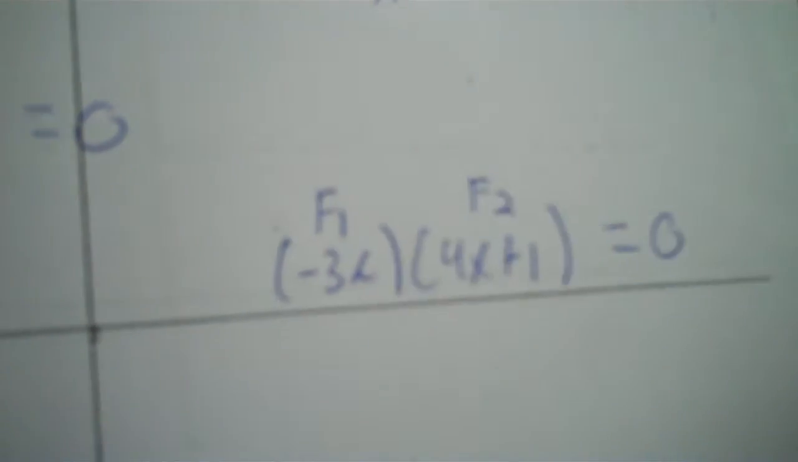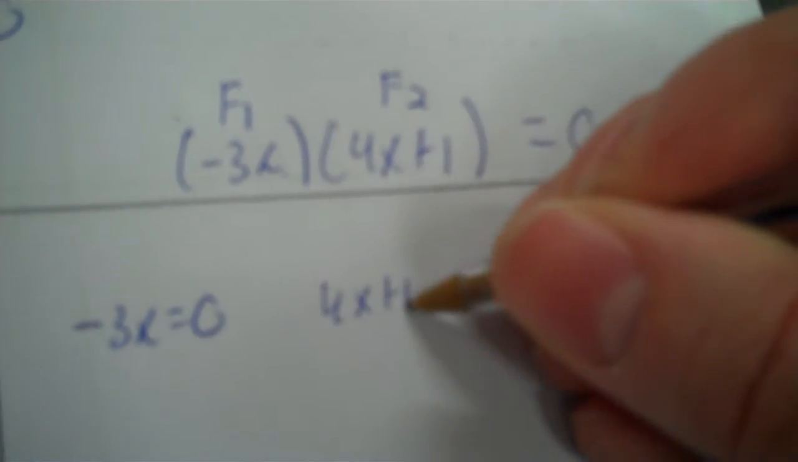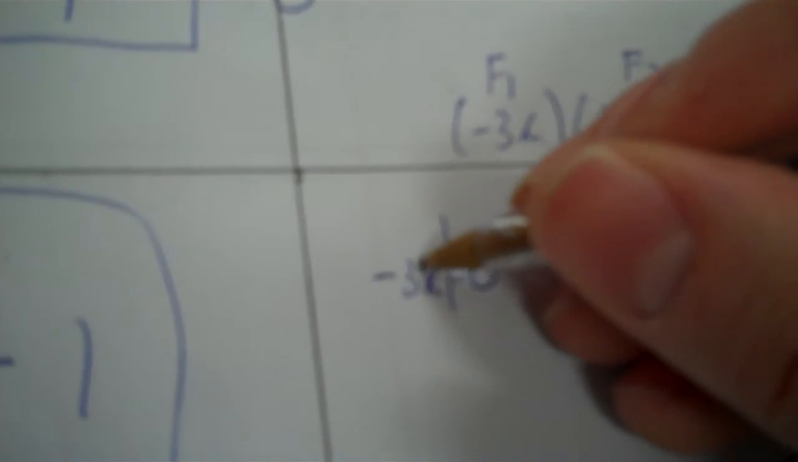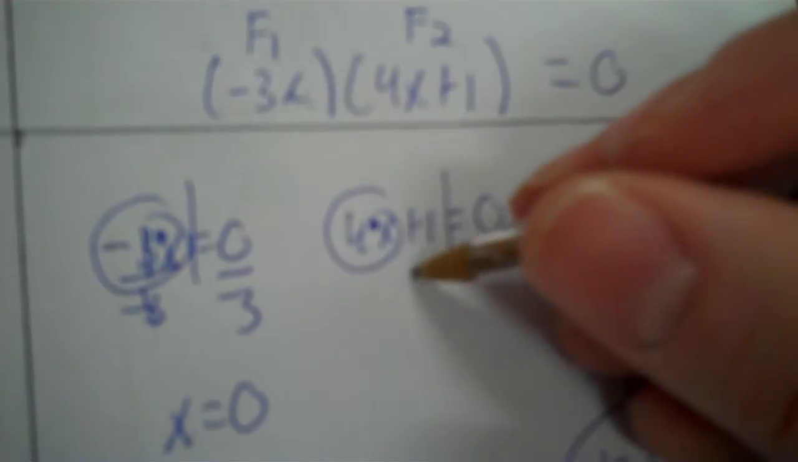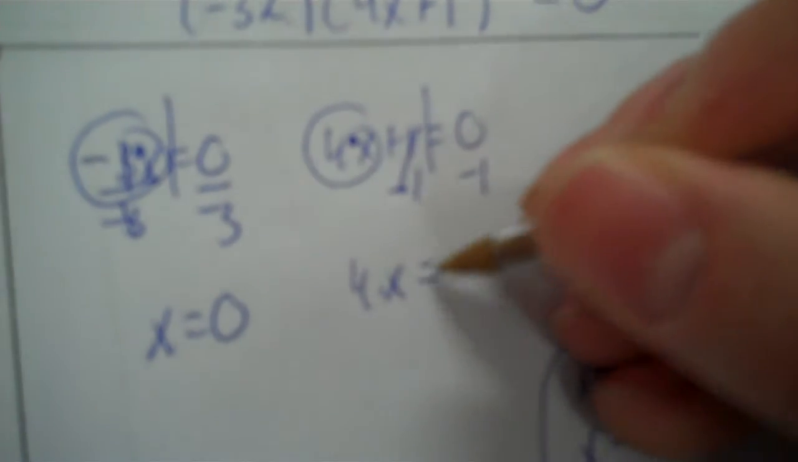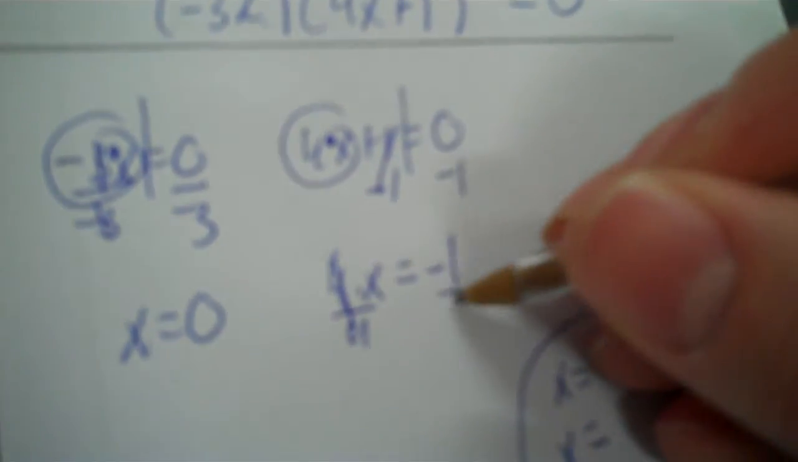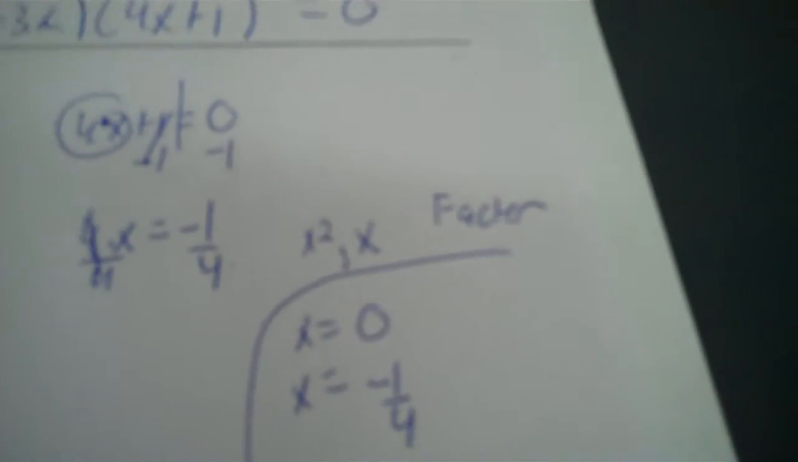F1, F2. So negative 3x could equal 0, or 4 times x plus 1 could equal 0. Over here we've got times negative 3, so we need to divide by negative 3, and that's 0. Then over here you've got times 4 and plus 1, so you need to subtract the 1 first. 0 minus 1 is negative 1. Then you divide by 4. Negative 1 divided by 4 is negative 1/4. The answers are 0 and negative 1/4.